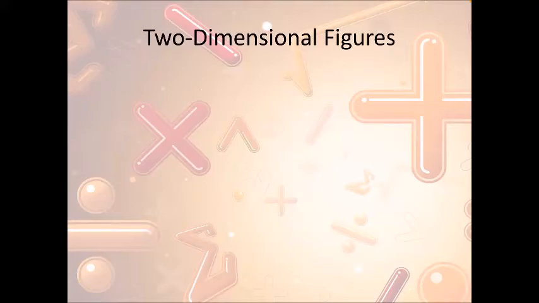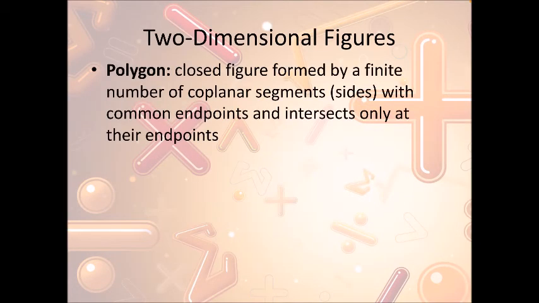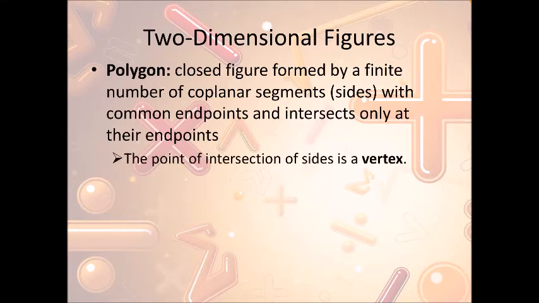Okay, so today we're going to talk about two-dimensional figures, and we're going to begin our discussion with that of a polygon. A polygon is a closed figure formed by a finite or a countable number of sides, with common endpoints and intersections only at their endpoints. Where those sides intersect is what we call a vertex.